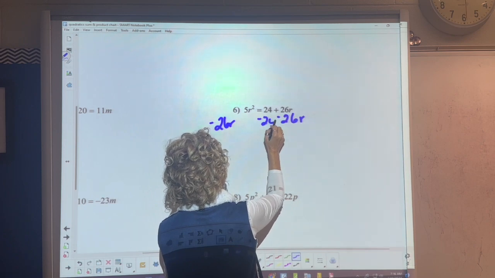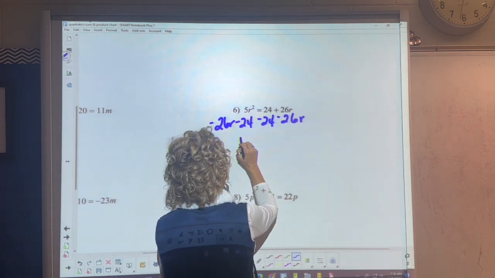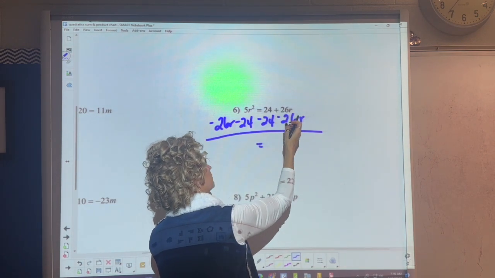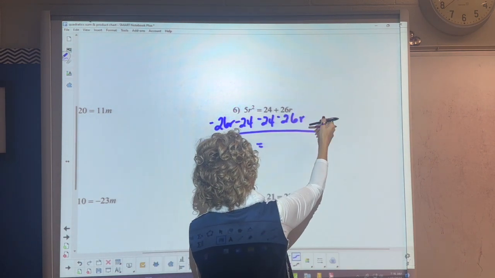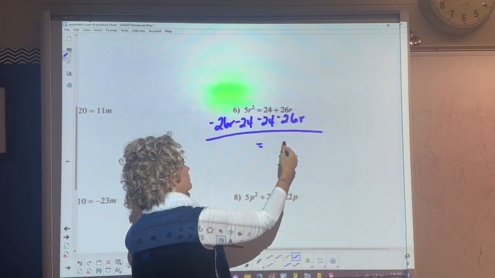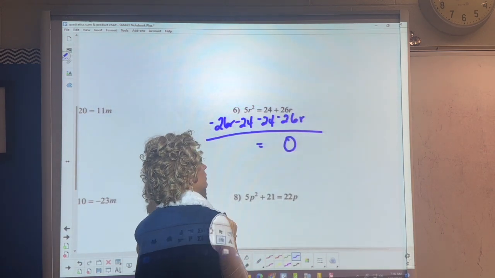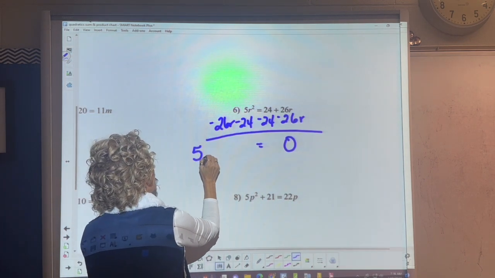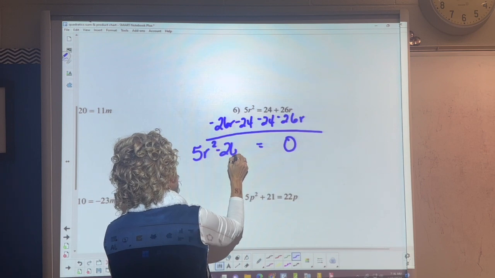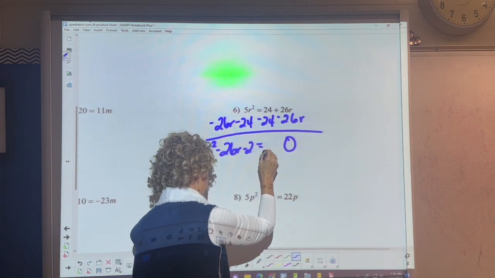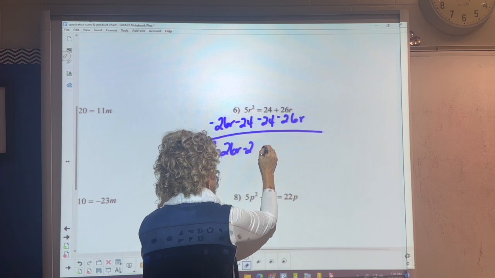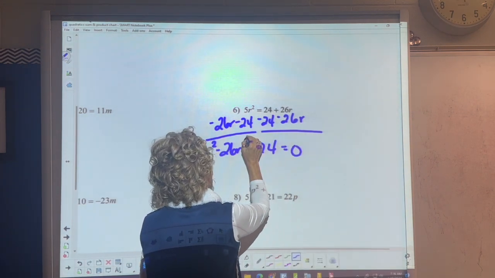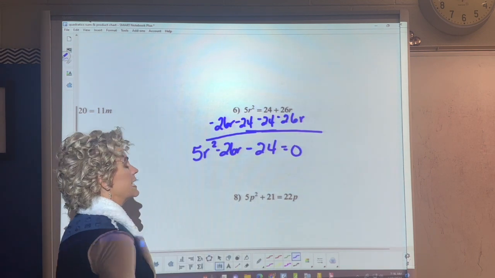I'm going to subtract 24 from both sides. Draw my handy dandy line equals. Positive 24, negative 24, additive inverse is 0. Positive 26r, negative 26r, additive inverse is 0. On the right side, I get 0. The left side, proper form, highest exponent to lowest exponent, 5r squared minus 26r minus 24. Okay, so we have completed step 1. We got our one side equal to 0.